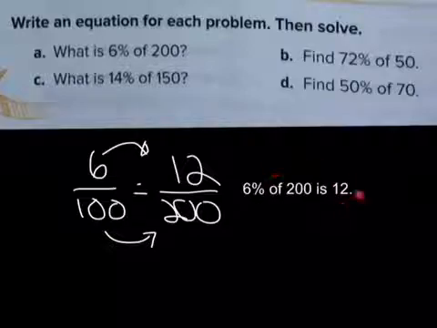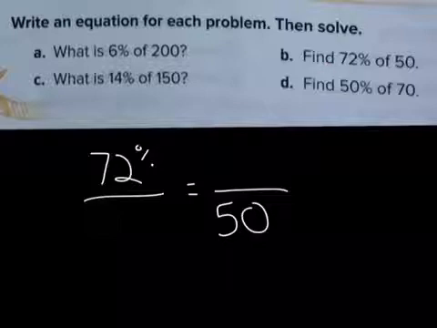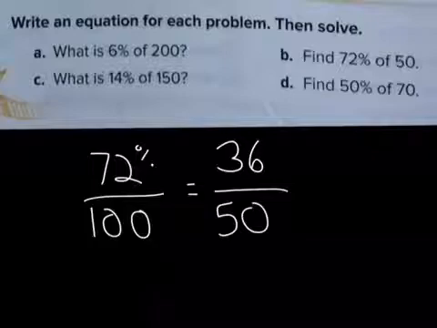Okay? That's what your answer should be. It's the 12. Do not give me a fraction, please. Give me a whole number. Okay, B. 72% of 50. Well, 72%, meaning 72 out of 100 for 50. What did I do to the 100 to make it 50? I divided it by 2, right? Clearly I cut it in half. Cut this one in half, and you're going to get 36. So, you can write it as 72% of 50 is 36.